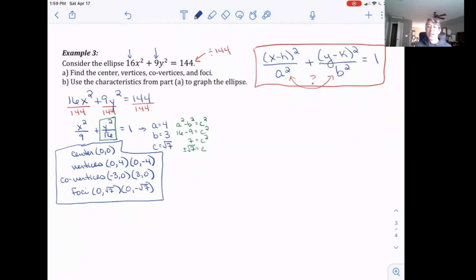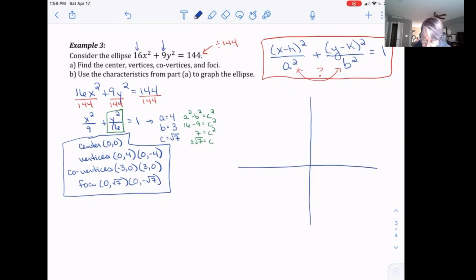So let's use these characteristics to draw our ellipse. We know our a is 4 and our center is 0, 0. So there's our center. We're going to go up 4. Go down 4.